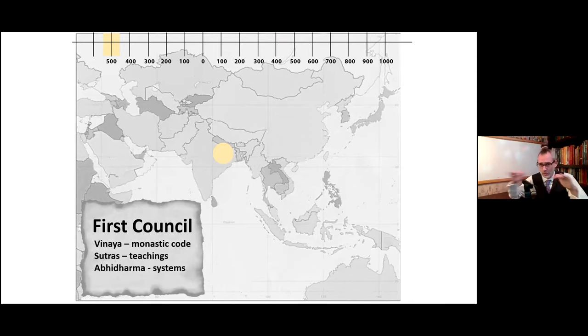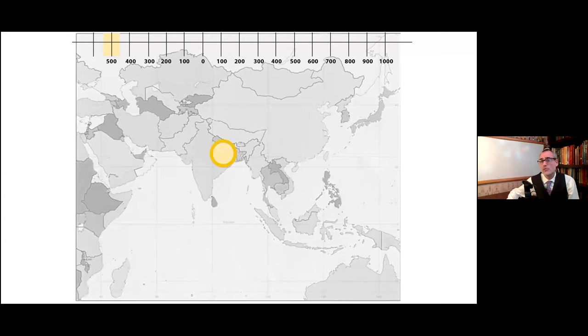So this initial division of the teachings into these three: the monastic code, sort of the gospels, if you will, the stories and teachings of the Buddha, and then this sort of how to understand it. These three baskets, the Tripitaka, got put together at the first council. And we are to understand that there was no disagreement about anything at this point. That will become relevant as we move ahead in time.